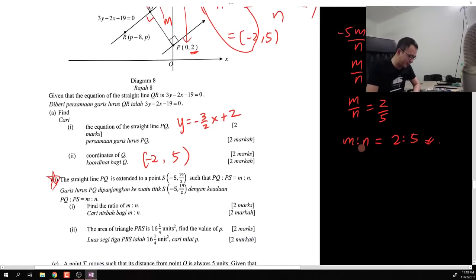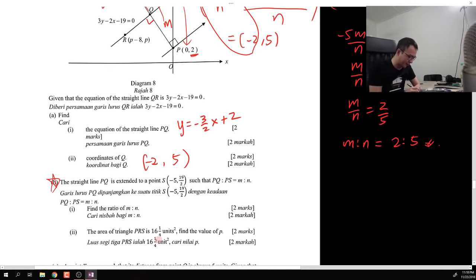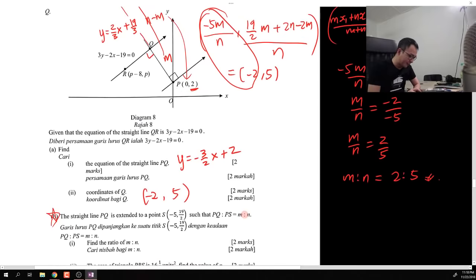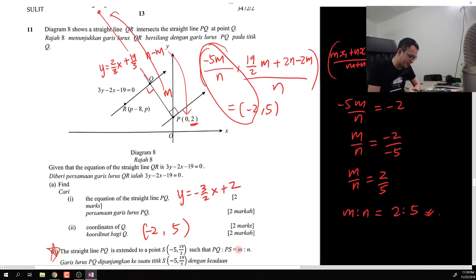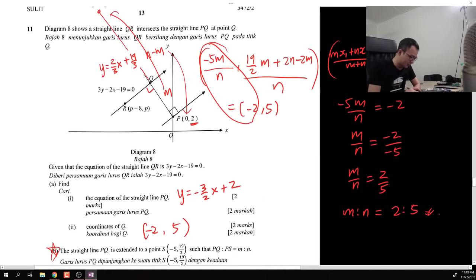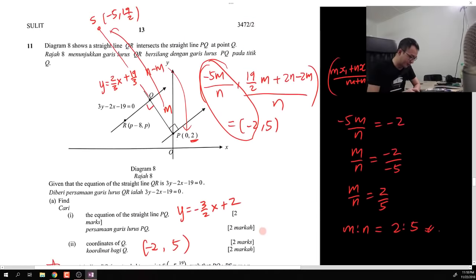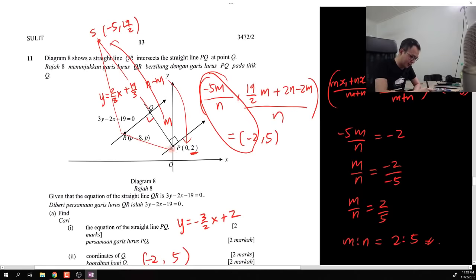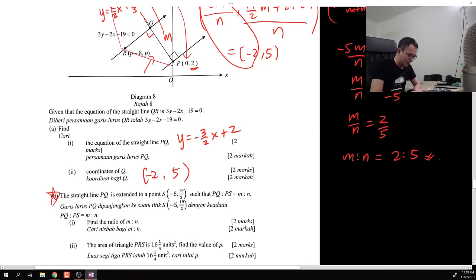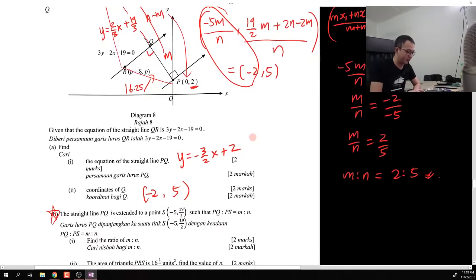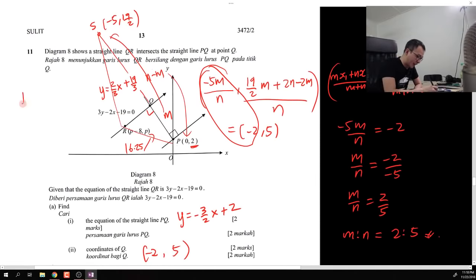And the last part, they asked me to find the area of triangle PRS, this one, PRS. Okay, so what they want is to find the value of p. Okay, so they give us that this triangle equals 16.25. Alright, so I just use the triangle formula to solve this one. So we have PRS, I will just copy the P. P is 0, 2. R is p minus 8. Oh, sorry, p minus 8.